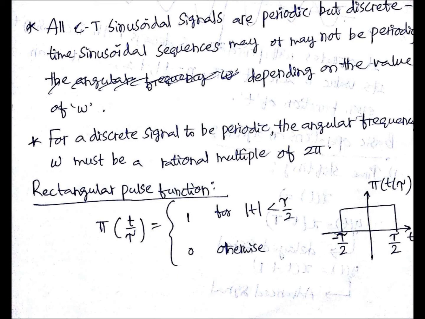That's what is mentioned in this pi of t by tau. So whatever is there in the denominator is the total length of the pulse. Total length, not half of the length. Right. That is very important.